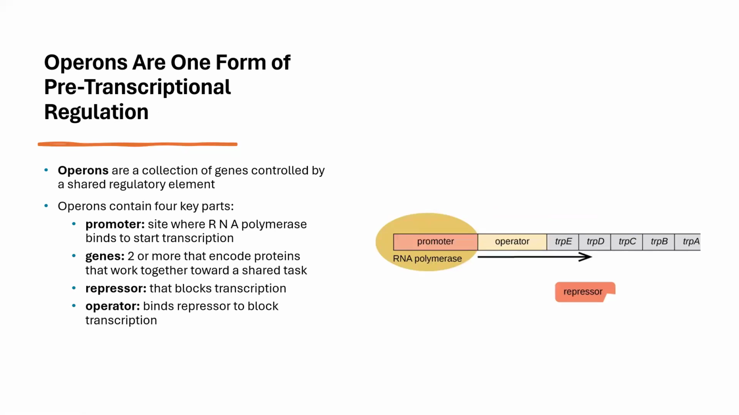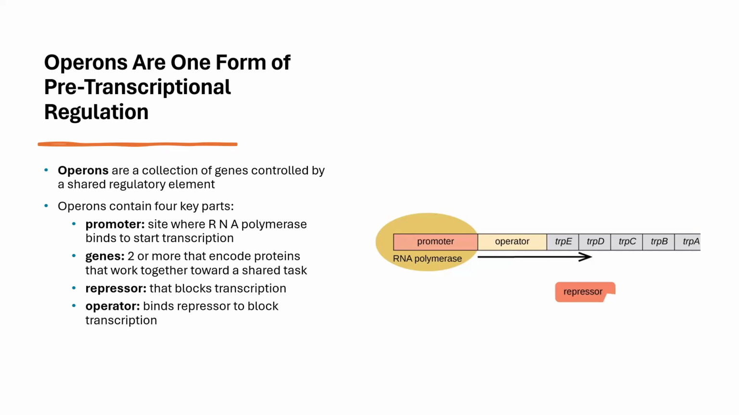So where transcription factors can be really important is especially in prokaryotes or in operons. Operons are a collection of genes that are controlled by a single regulatory element. They have four key parts: the promoter, the genes, the repressor, and the operator. So the promoter is the same thing that you would have for any sort of transcription. For the genes, we're going to have at least two or more genes, and they're usually included in a shared task.